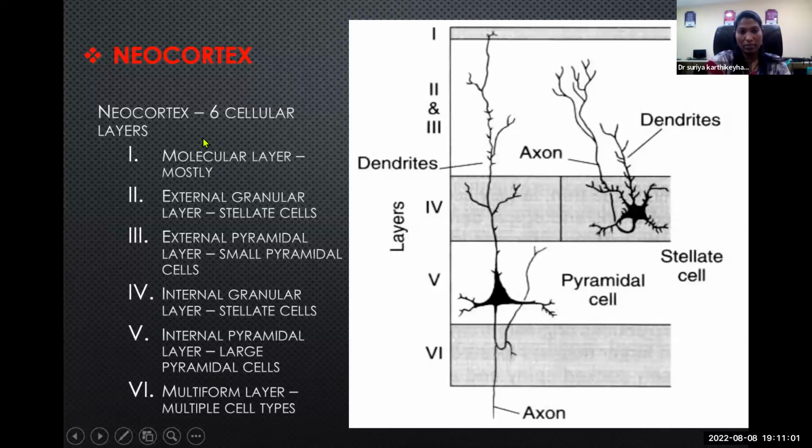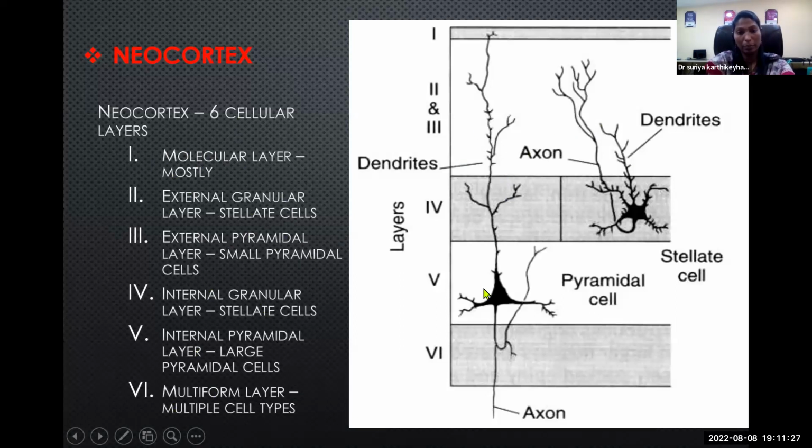What are the 6 cellular layers? We have the molecular layer, external granular layer, external pyramidal layer, internal granular layer, internal pyramidal layer, and the multiform layer. First is the molecular layer. Second is the granular layer; we have granule cells mostly here, the external granular layer. And the third layer is external pyramidal. We have pyramidal cells here also.